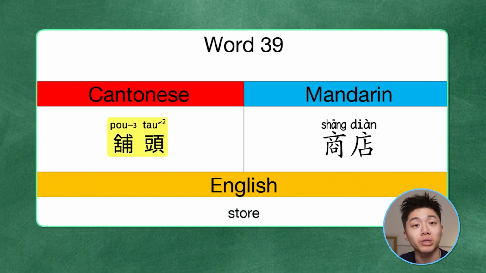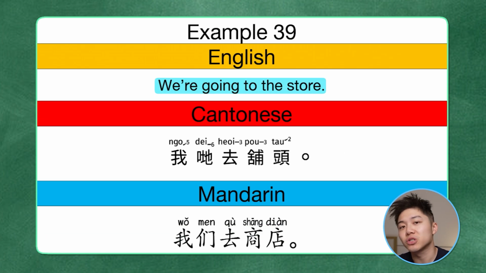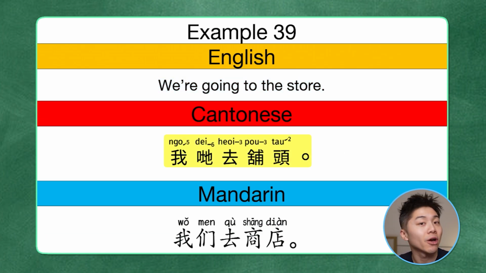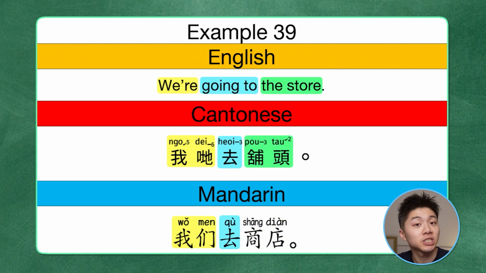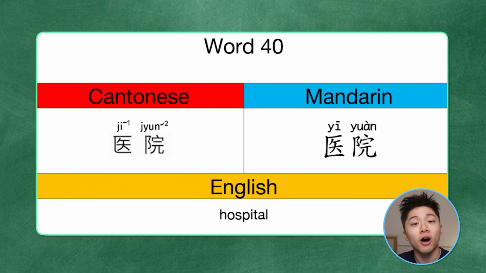Next, the word for store. In Cantonese, we use 鋪頭. In Mandarin, 商店. So for example, we're going to the store. In Cantonese, we say 我哋去鋪頭. In Mandarin, 我們去商店. So 我哋 is we. In Mandarin, 我們. 去 means to go. In Mandarin, 去. And then 鋪頭 is store. In Mandarin, 商店.